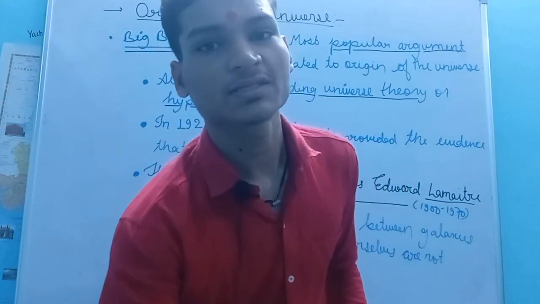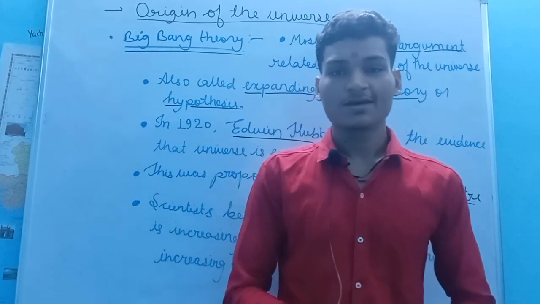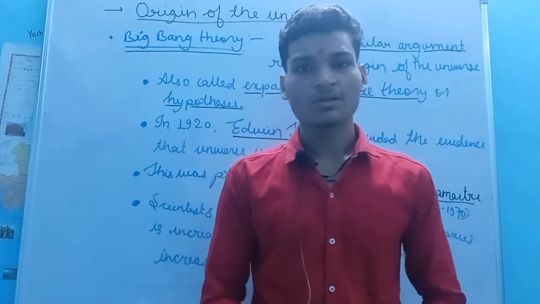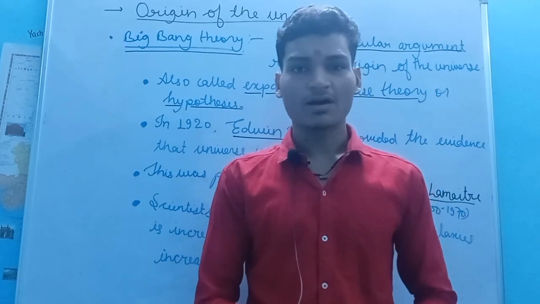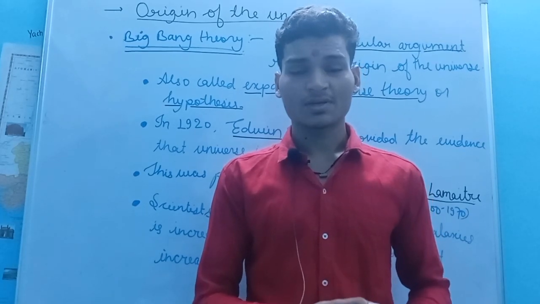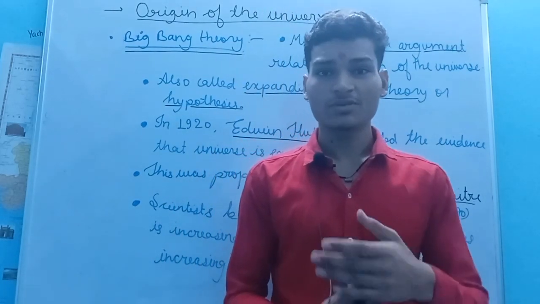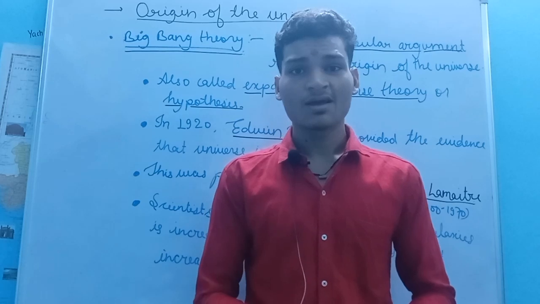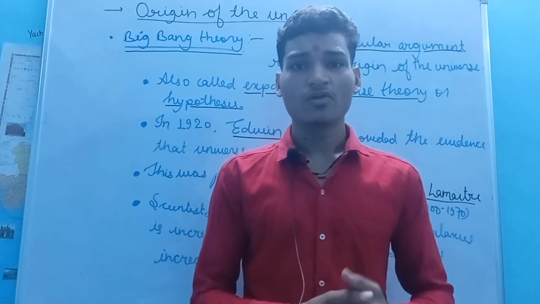First of all, we will discuss the origin of the universe. The first theory that comes to our mind when we study the origin of the universe is the Big Bang theory. It is the most popular argument related to the origin of the universe. It is also known as the expanding universe theory or hypothesis. In 1920, Edwin Hubble provided the evidence that the universe is expanding. After that, a scientist known as Georges Edward Lemaitre gave the Big Bang theory. Scientists also believe that the space between the galaxies is increasing, whereas the galaxies themselves are not increasing. These are a few points you must know about the Big Bang theory.